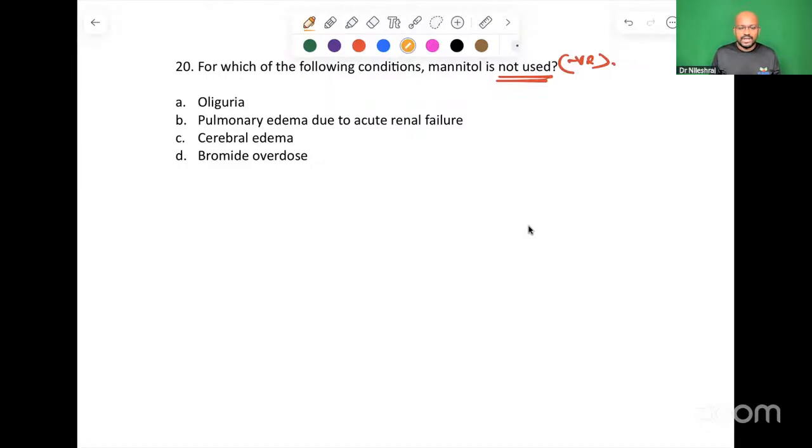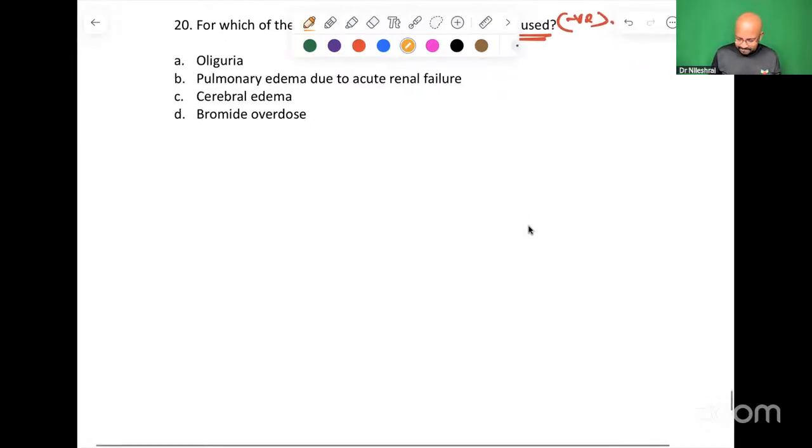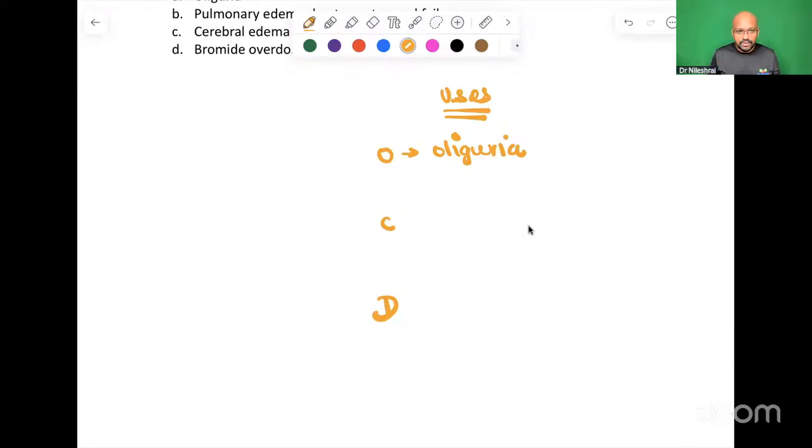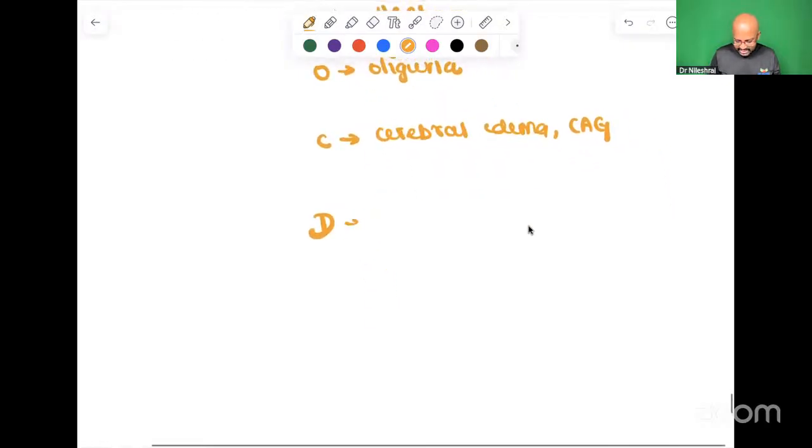Mannitol is actually an osmotic diuretic agent. What are the uses of osmotic diuretic agents? We have a mnemonic here. OCD is the mnemonic. O stands for oliguria. In terms of decreased urine output, I can use osmotic diuretics. C stands for cerebral edema. And also C for closed angle glaucoma. For the 2 C's we can use it. And D is for dialysis disequilibrium.